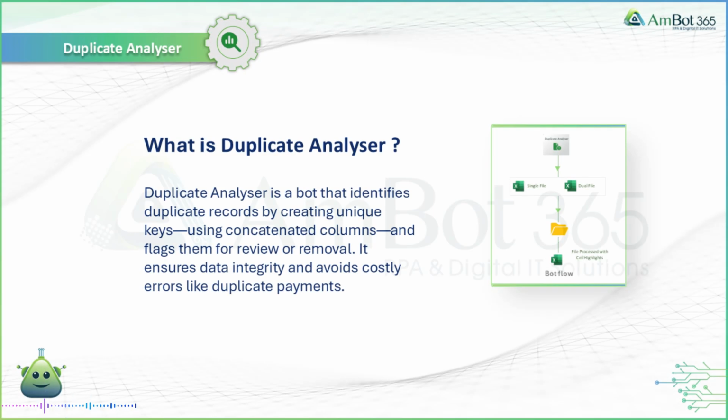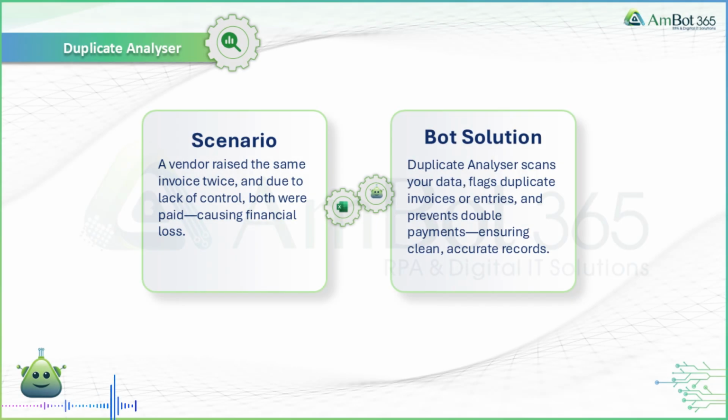Duplicate Analyzer is a bot that helps detect and prevent duplicate records, especially duplicate payments. It builds unique keys by combining multiple fields and flags repeated entries for review. In many businesses, vendors may raise the same invoice more than once, and without strong controls, duplicate payments can slip through. This bot scans the data, matches records across reports, and instantly flags any duplicates, avoiding financial losses.